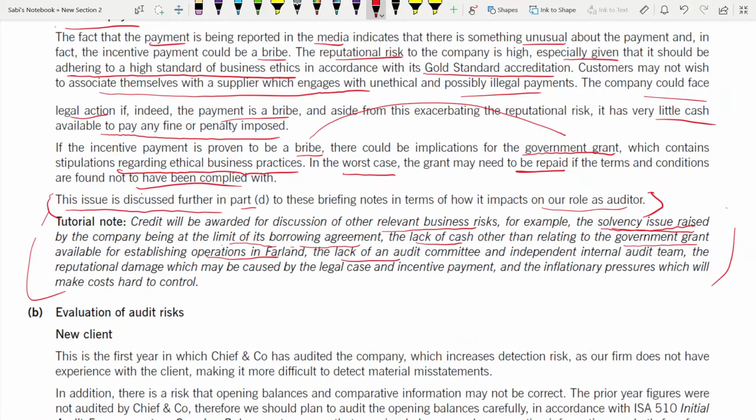Also lack of an audit committee is another risk. They are relating this to business risk. This could be a business risk also: an independent internal audit team. Then there is the reputational damage which may be caused by the legal case and incentive payment, and the inflationary pressure which will make costs hard to control. So this risk you can write; you will be given marks for it. But some of it we have covered already in the answer, for example reputational damage because of the legal case and incentive payment.